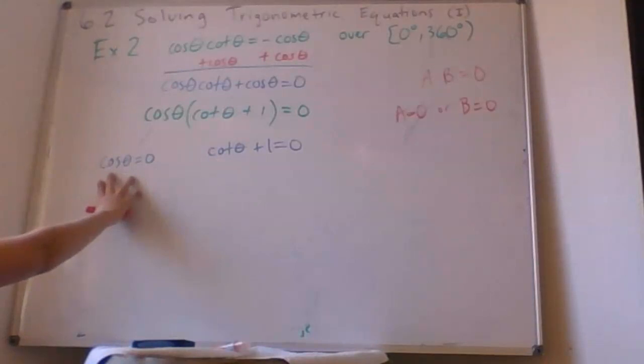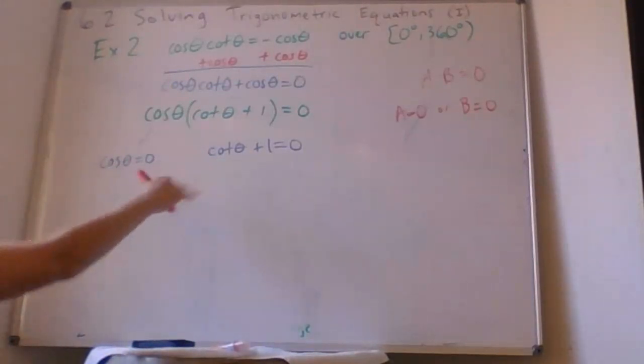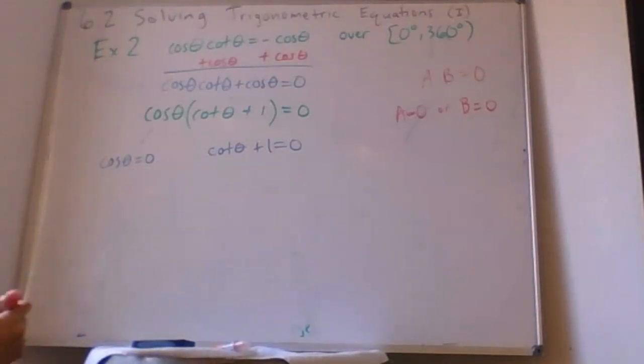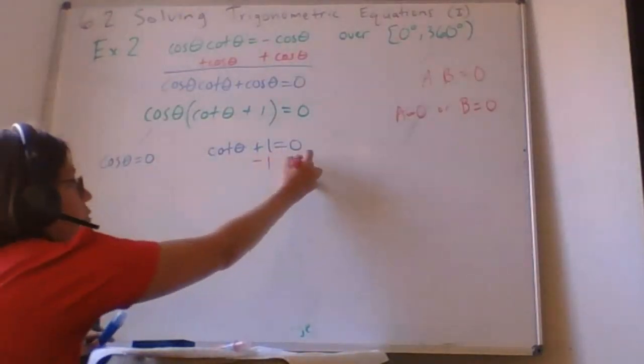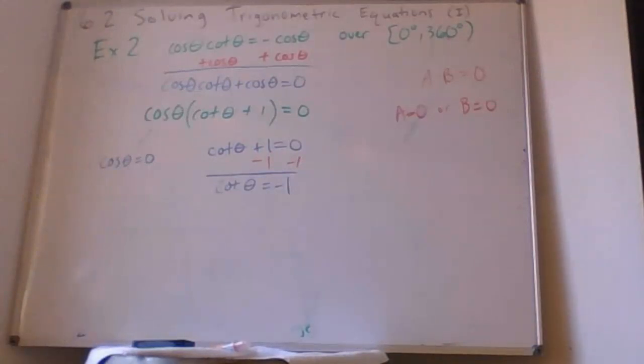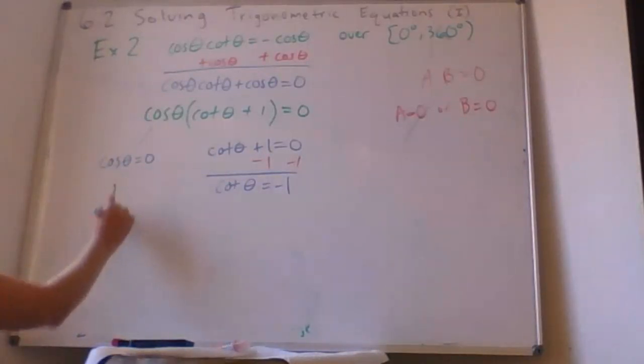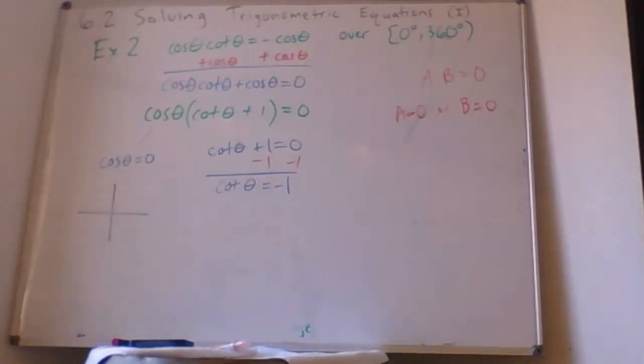The cosine theta is already isolated on the left, but on the right we need to isolate the cotangent theta. So we subtract 1 from both sides. We get cotangent theta equals -1. Now let's look at each of these. On our unit circle, where is cosine theta equal to 0? Anytime we have sines and cosines equaling ±1 or 0, we're expecting a quadrantal.